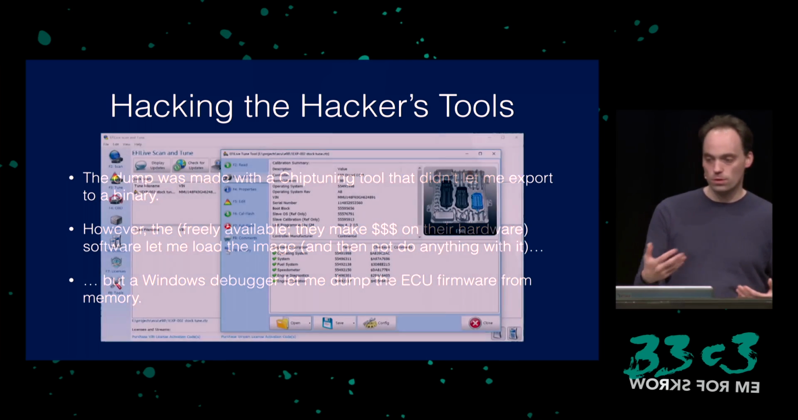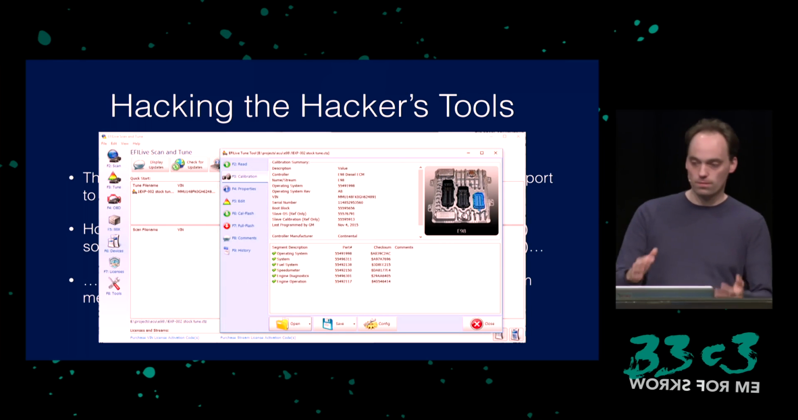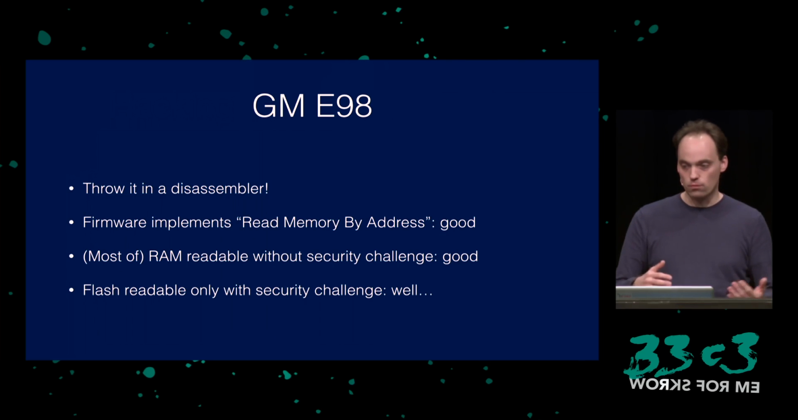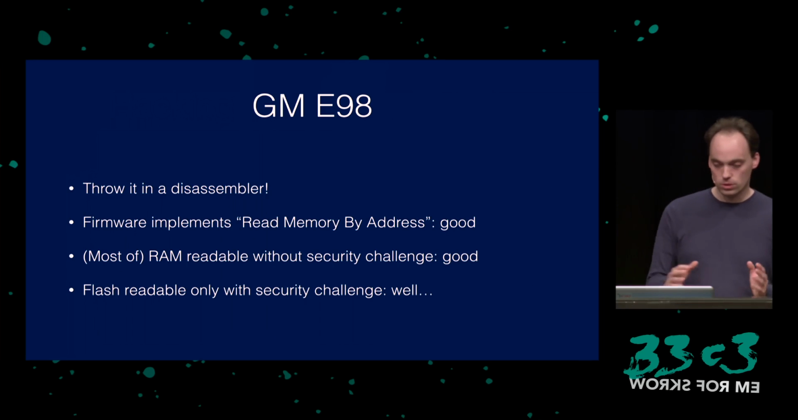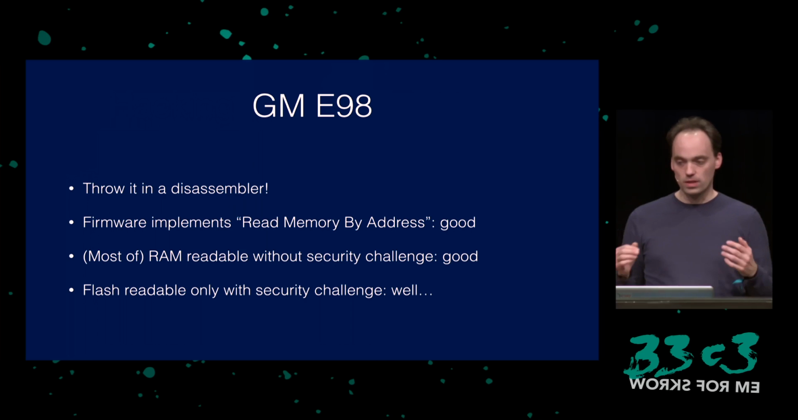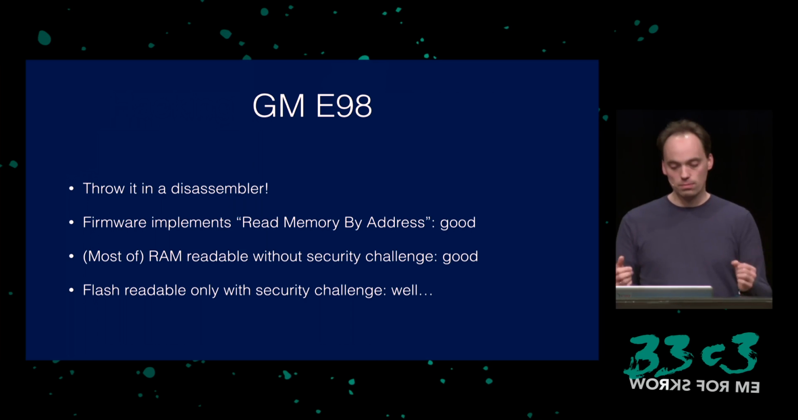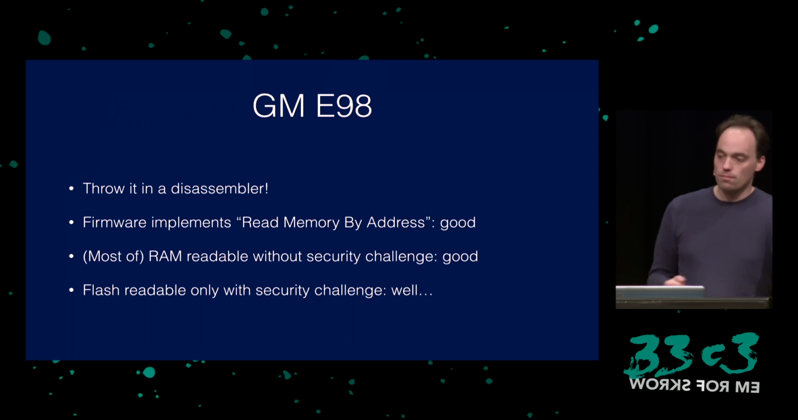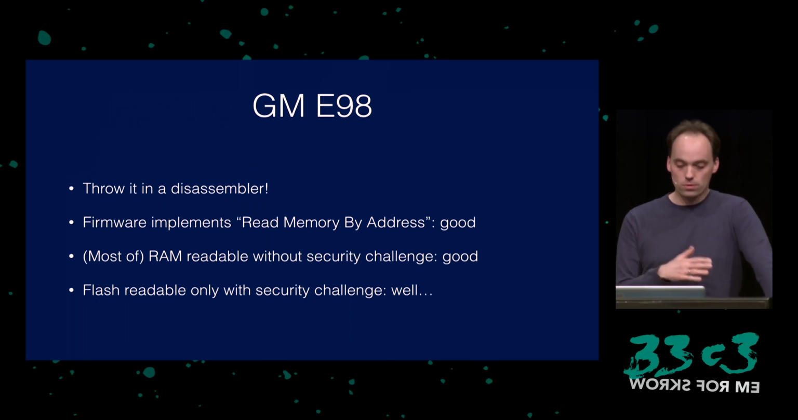So this is how their software looks like. I loaded the image I found on the internet, and I couldn't save it or anything without having the device attached. However, I can just use a memory debugger and just dump it from the address space. And that gave me a first firmware image to start with. I threw it in a disassembler, and I found the UDS function. And yeah, it implements read memory by address, so that's good. Most of the RAM was readable without a security challenge. That is good, so I didn't even need a security challenge to read RAM. However, the flash, it is readable, but only with the security challenge.